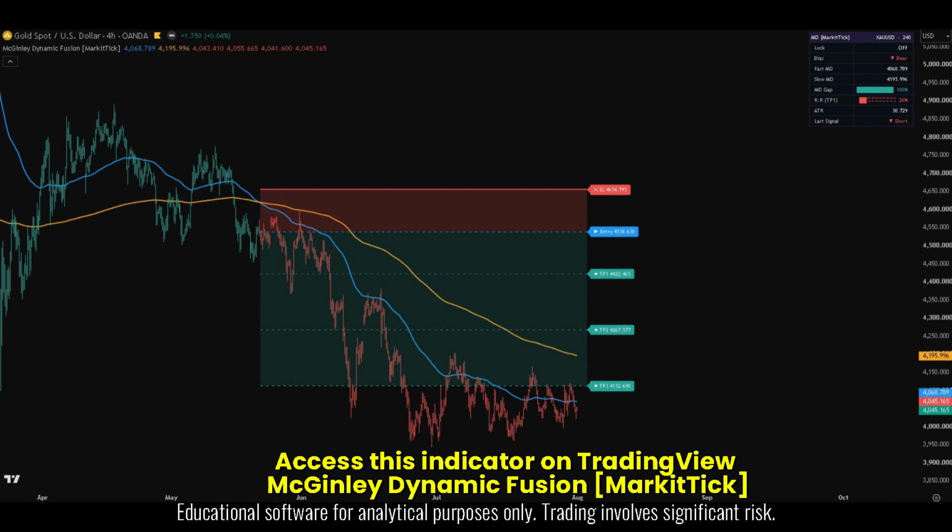The framework runs two of these McGinley dynamic lines in parallel, a fast-reacting line and a slow-reacting line, and analyzes the relationship between them. A crossover condition is identified when the fast line transitions from below to above the slow line, or vice versa, signaling a potential shift in short-term momentum relative to the longer-term baseline.